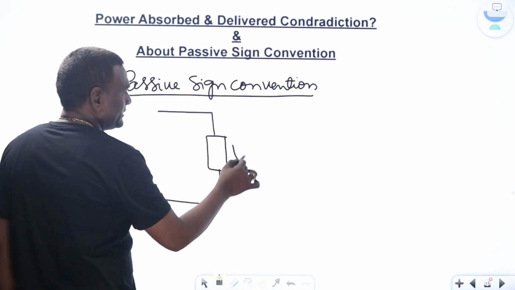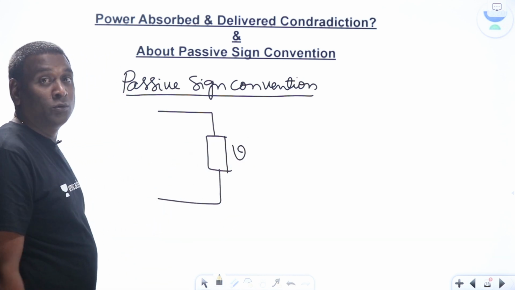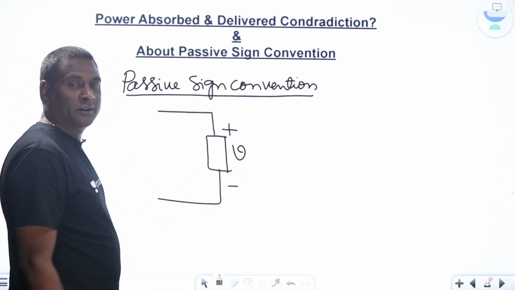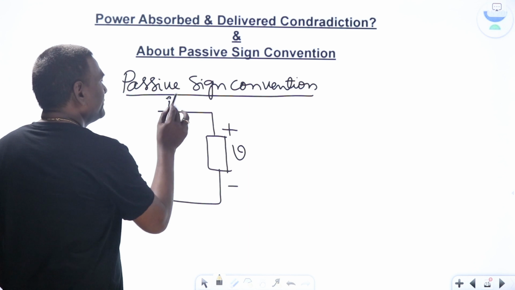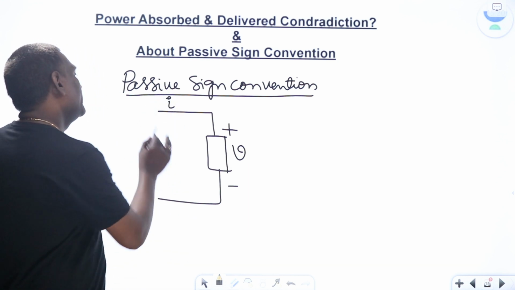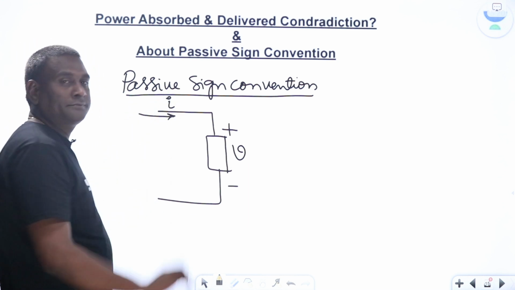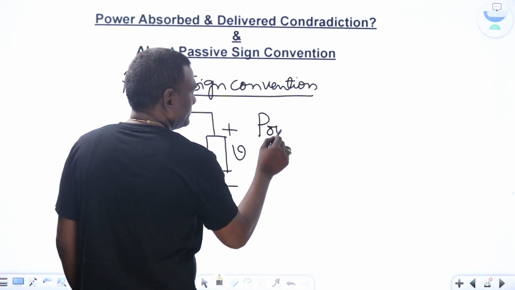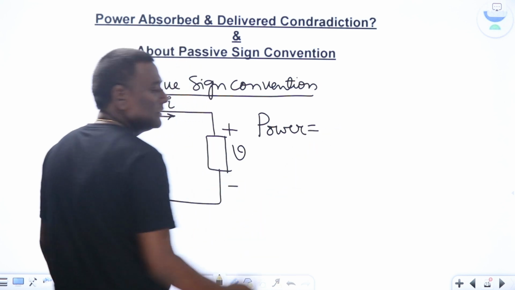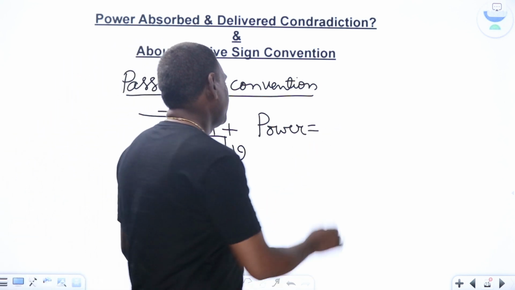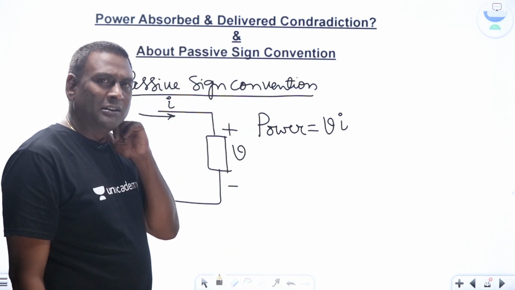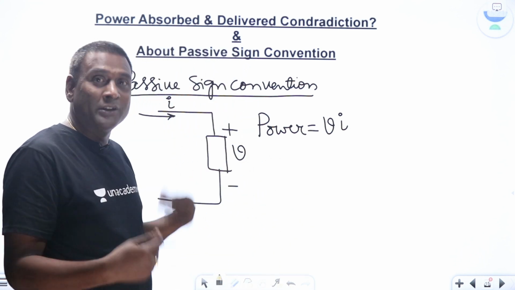If I say voltage, is it done? No, polarities have to be there. Let me write here. And if I say current here, will it be okay? No, current direction. Now what is meant by power? Power is nothing but voltage multiplied by current. But is it power absorbed or power delivered? We have to understand.